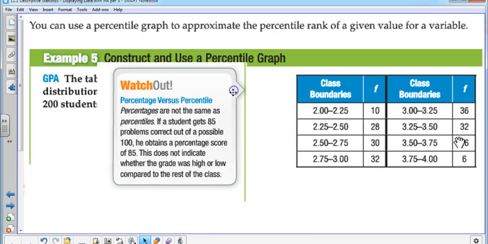All right, before we go any further, I just want to stress this, that percentages are not the same as percentiles. If you get 85 out of 100 points on a test, you got an 85%. A percentile is comparing you to the other people who took the test, okay? You might have scored at the 90th percentile, meaning 90% of students did worse than you. Does that make sense now? Okay.